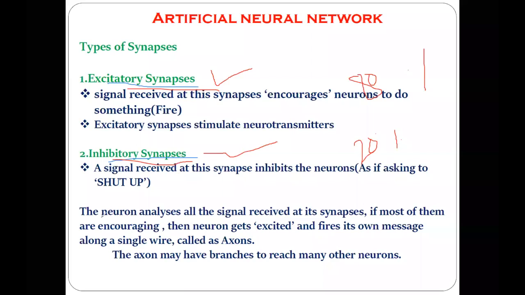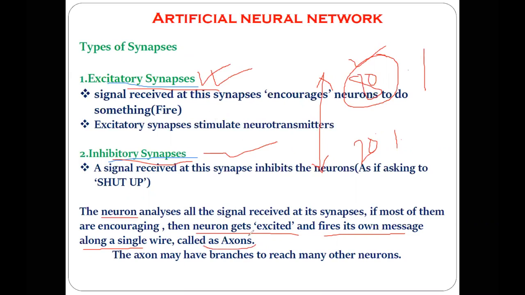So the work of the neuron is also what? To compare these signals. After comparing the signals, which signal has the highest strength? Choose that signal. If this one has the highest, then that neuron gets excited and fires its own message along a single wire. So this particular signal getting fired means what? You will wake up. Now this signal is passed through which component of your neuron?